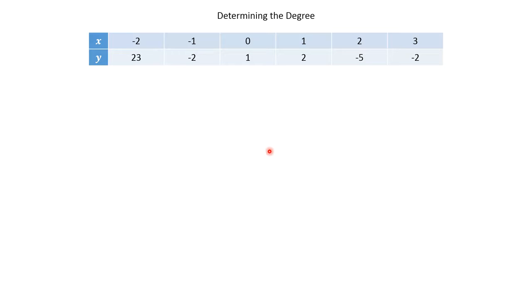The first thing we're going to find is the first difference. And this is something we've been doing since chapter 2. So the first difference, to get from 23 to negative 2, we subtract 25. To get from negative 2 to 1, we add 3. From 1 to 2, we add 1. From 2 to negative 5, we subtract 7. And from negative 5 to negative 2, we add 3. And again, those are our first differences, and they tell us whether or not this polynomial is linear. Now, we're looking for it to be the same, or really, really close to the same. This is not. So, no, it would not be linear.